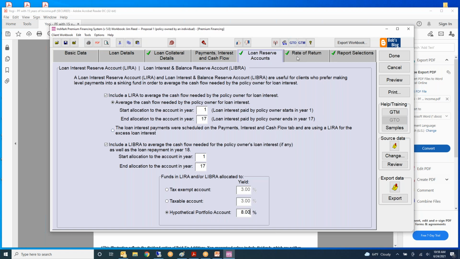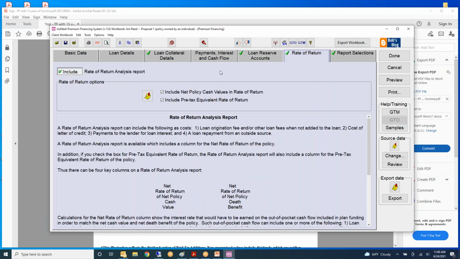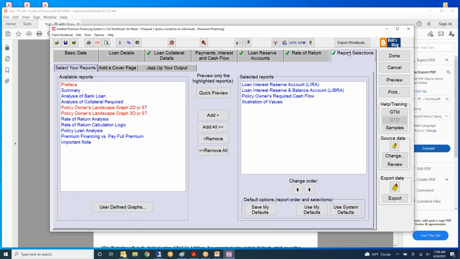And the last input is rate of return. This one is actually very, very simple. You either include it or you don't want rate of return analysis showing up on the report. If you don't want ROR numbers, then just don't include it. But I think it's a really important number to include. Just check and check both gross rate of return and net rate of return. Okay, so now we're ready to see the reports.